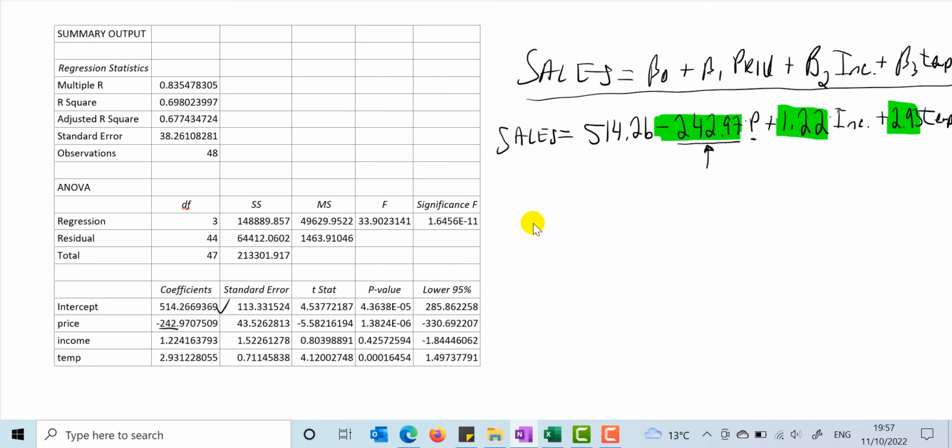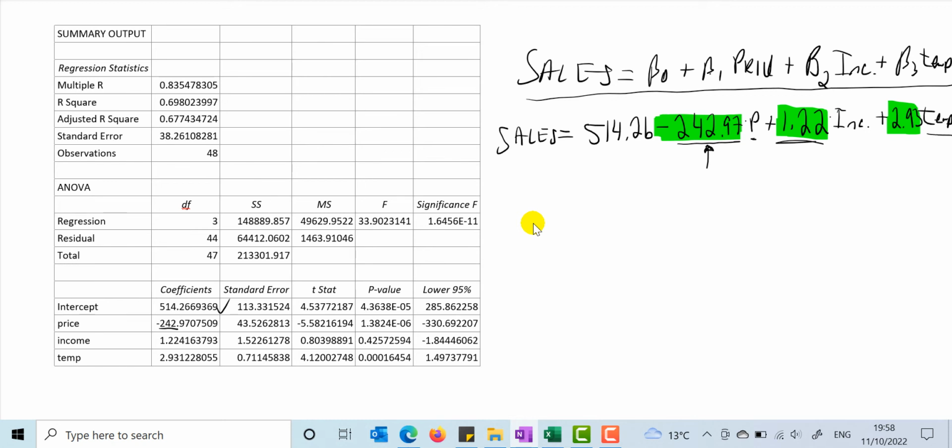Now let's look at income. Income has a positive estimated value, which means, as we expected, sweatshirts are normal goods. So when income increases by 1 unit, in this case $1,000, sales increase by 1.22. So that's a positive effect.